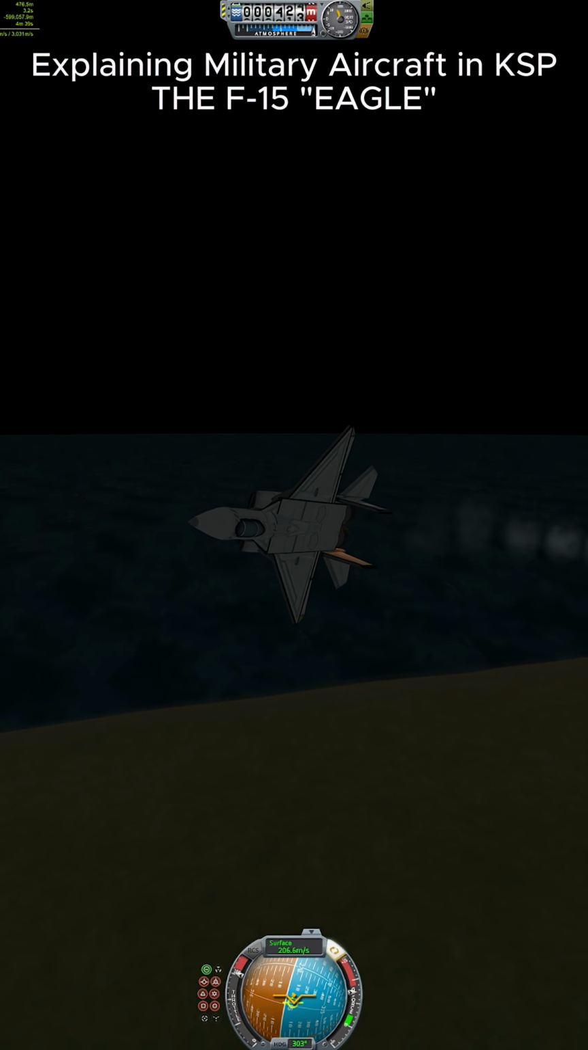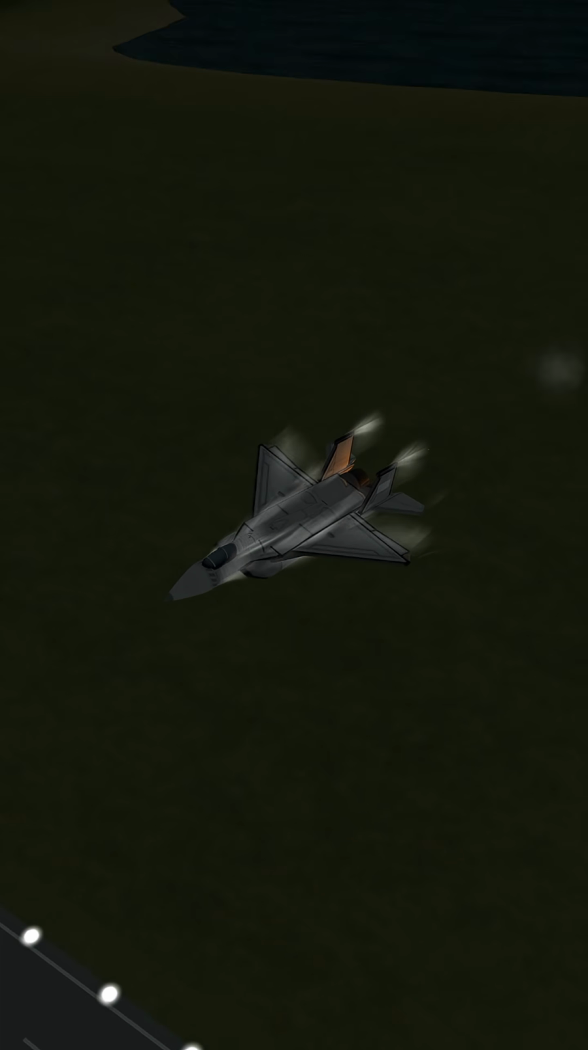Explaining military aircraft in KSP, the F-15 Eagle. Meet the F-15 Eagle, a fighter jet so dominant it's never lost in air-to-air combat. That's right, over 100 confirmed kills and zero losses. You mess with the Eagle, you don't go home.